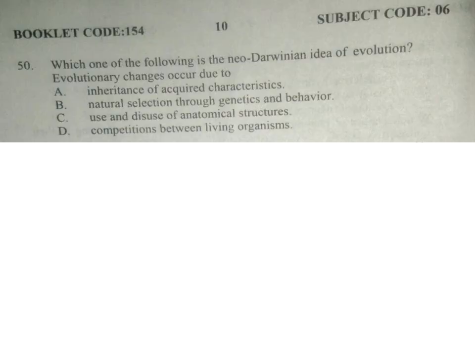Question number 50. Which one of the following is the neo-Darwinian idea of evolution? Evolutionary change occurs due to A. Inheritance of acquired characteristics. It is Lamarckism. B. Natural selection through genetics and behavior. Yes, it is correct. C. Use and disuse of anatomical structure. D. Competition between living organisms. So the answer should be B. Natural selection through genetics and behavior.